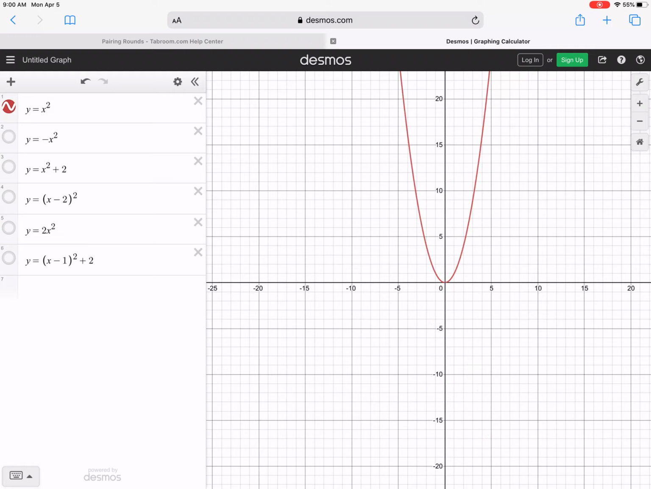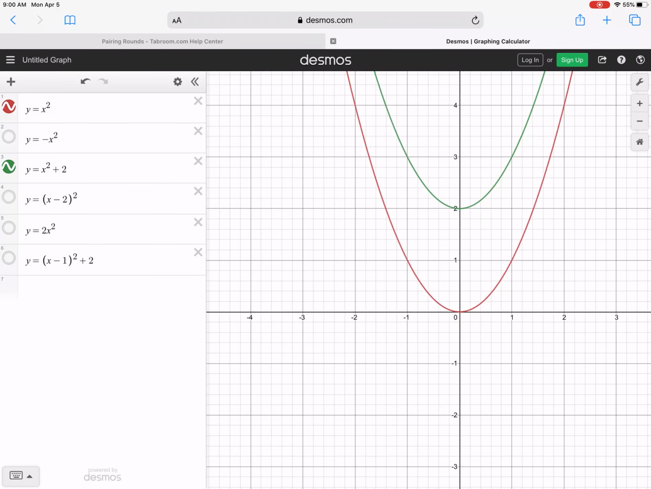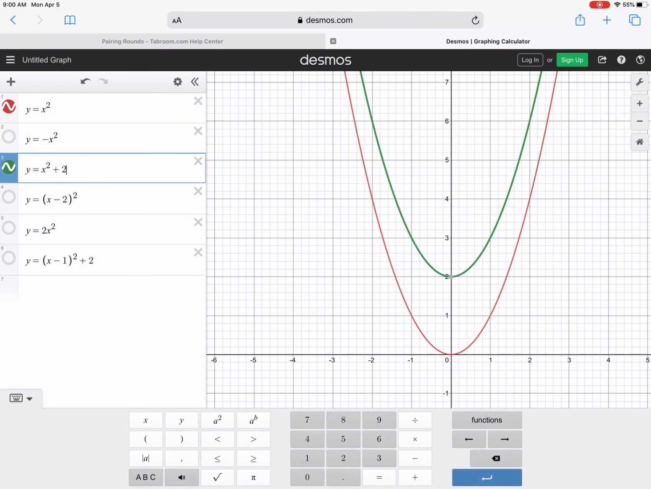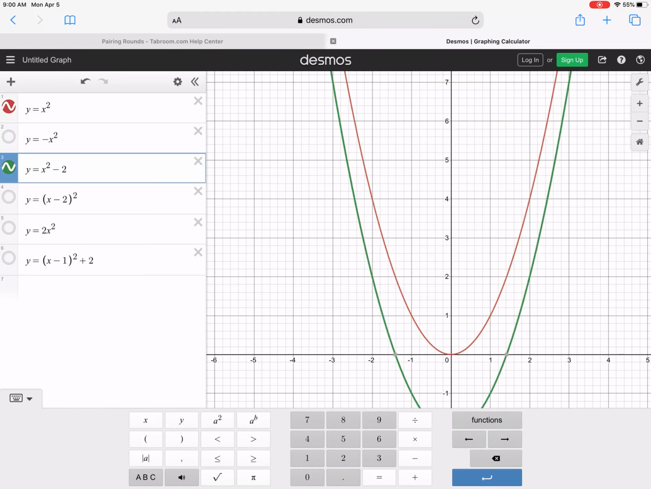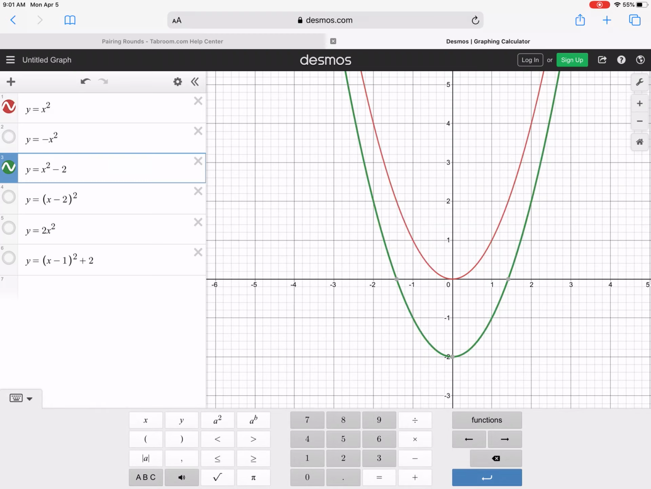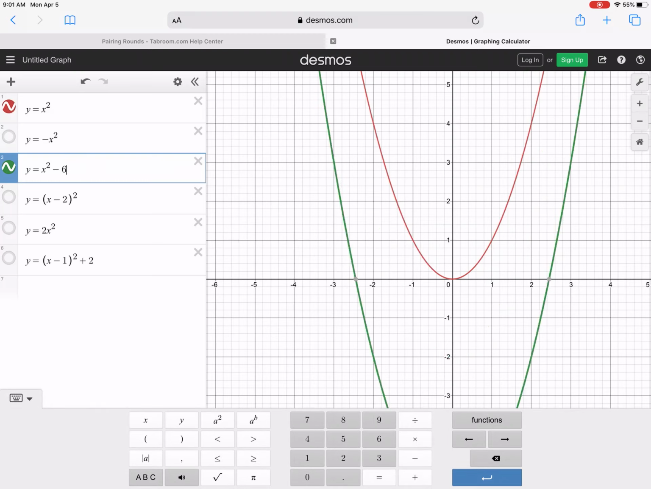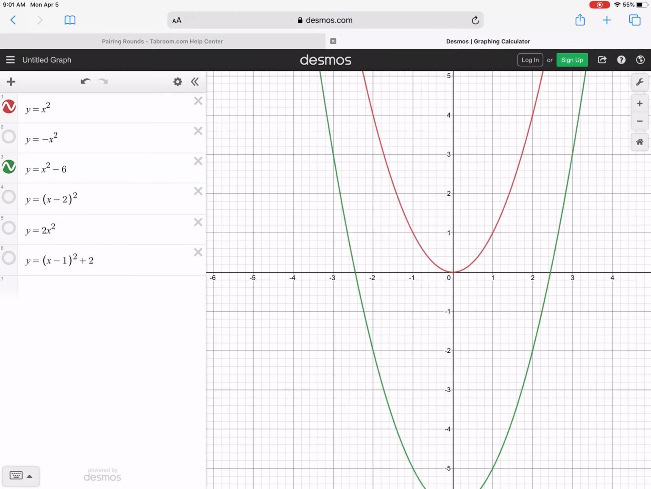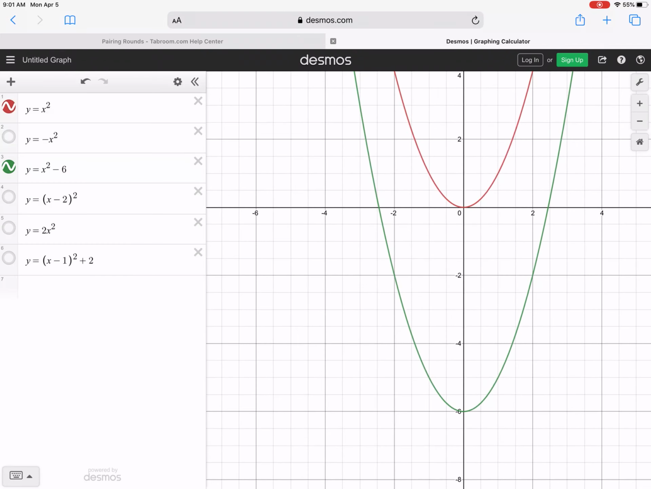It says plus 2. So let's see what happens to it. Looks like it moved it up 2. Let's play with it a little bit. What if I make it minus 2? Moved it down. So if you add or subtract a number on the outside of the x squared, it moves it up or down, exactly where it says it goes. If it says minus 6, well, look at that. It went down to negative 6.